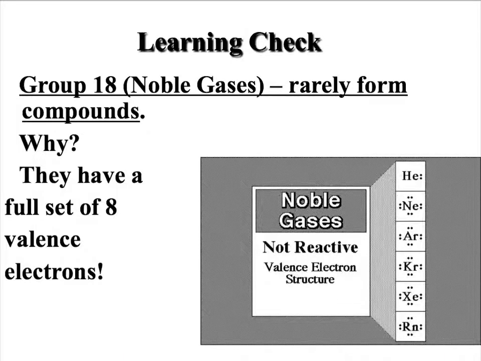So here's a quick question. Group 8A, or group 18, the noble gases, rarely form compounds. Why do you think that is? Well, the answer's here, but basically the reason is because they have a full set of 8 valence electrons already. All of them except for helium have 8 valence electrons because they're in group 8. So they're what we call inert, or not reactive.